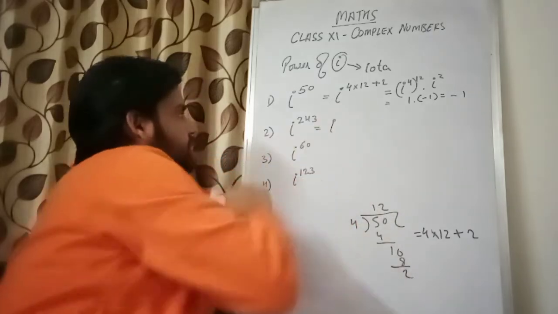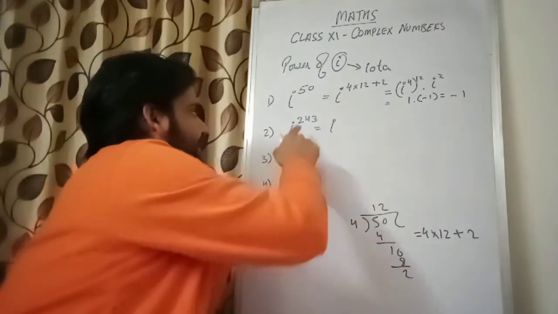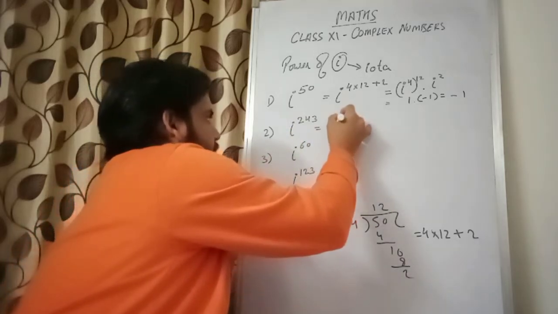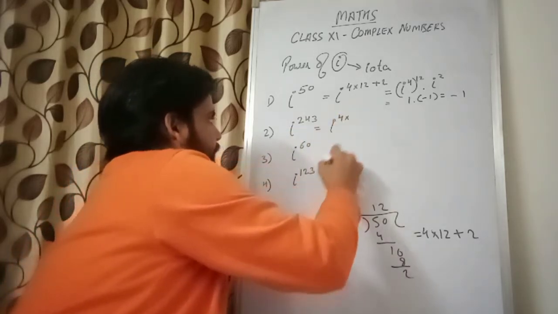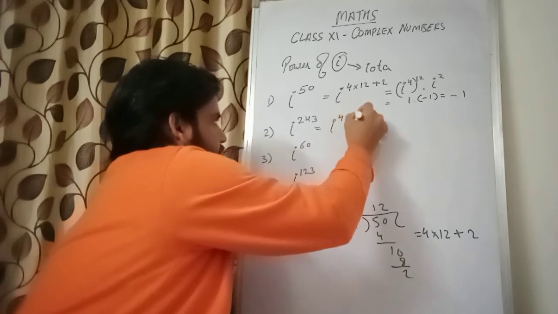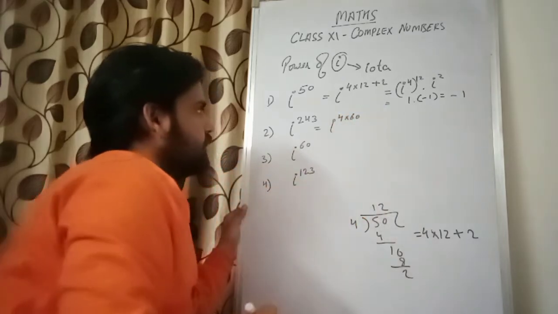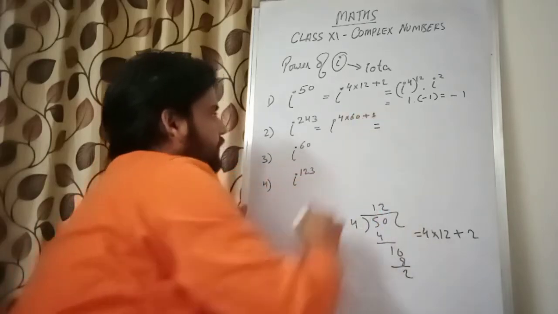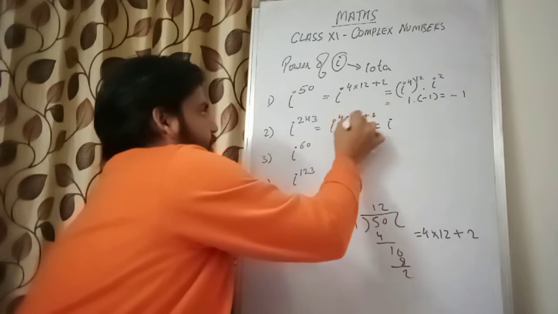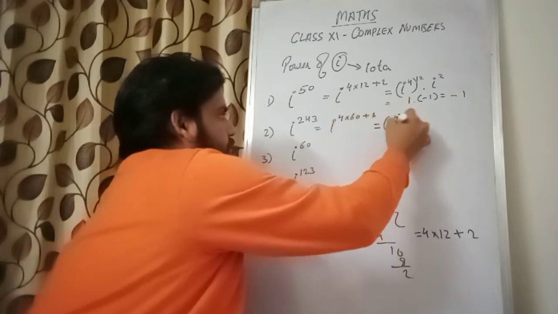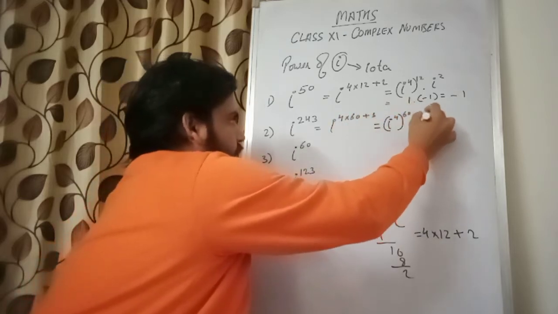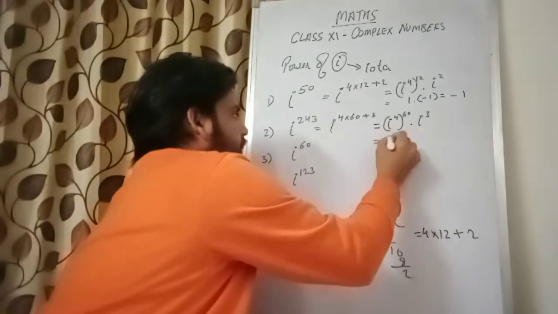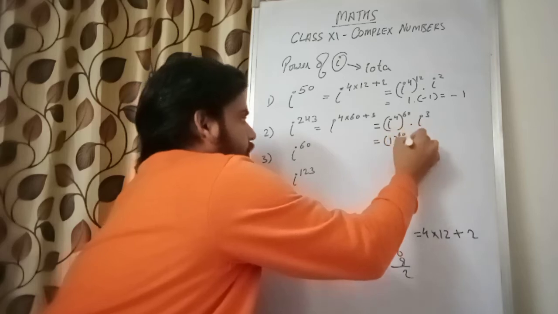Now how will you break this 243? When you divide this 243 by 4, you will get something like this. It will be I to the power 4 into, can we say it is 60? That will be 240 plus 3. Alright. Now this can be written as I to the power 4 to the power 60 dot I cube. Now I to the power 4 is what? 1. Alright. So 1 to the power 60 dot I cube.